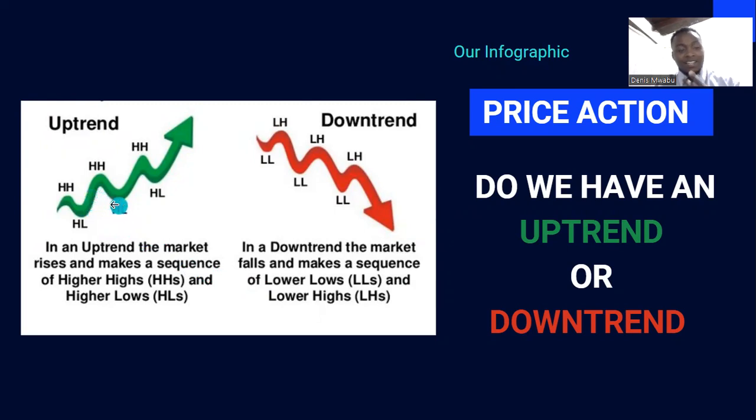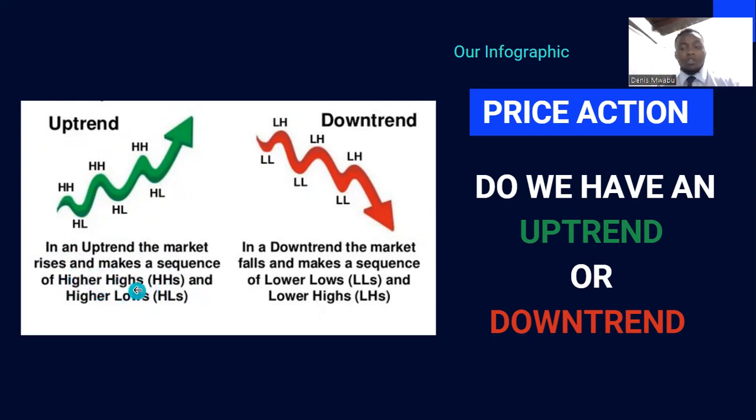The first trend is the uptrend, and the second trend is the downtrend. The uptrend means that we have a lot of buyers in the marketplace. In an uptrend, let's read this: in an uptrend, the market rises and makes a sequence of higher highs and higher lows.